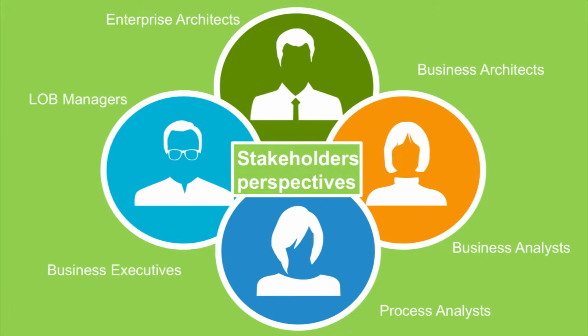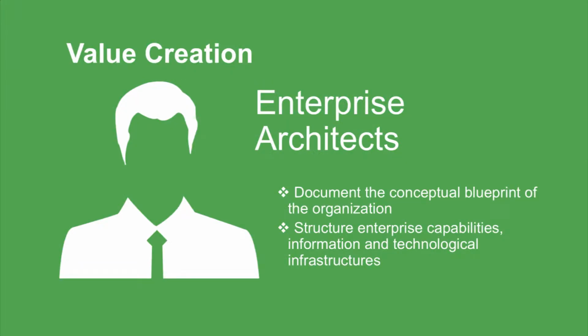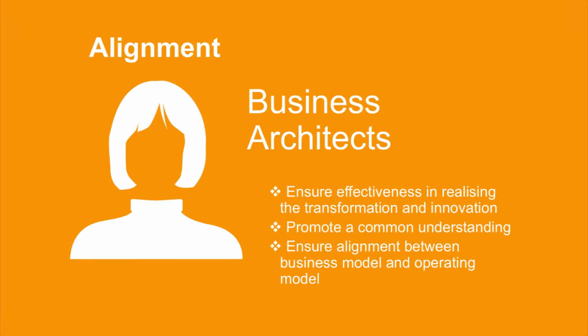We have line of business managers, enterprise architects, business architects, and business analysts, all providing their own perspective into this mix, using their own particular view. Business executives and line of business managers are focused on growth of the enterprise. They create plans, outline strategies, tactics, and goals, and assign responsibility to achieve these. Then we have the enterprise architects, who document the conceptual blueprint of the organization. They structure the capabilities, the information, and the technological infrastructure, all with the goal of creating value for the organization.